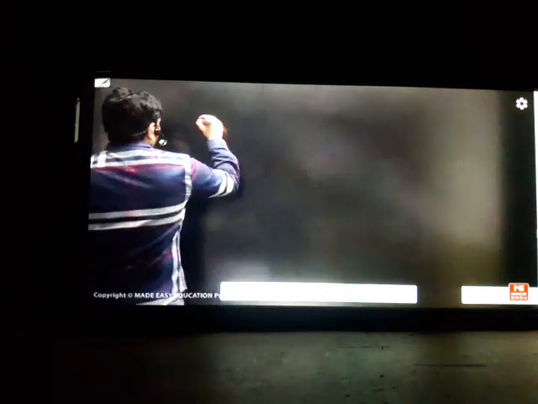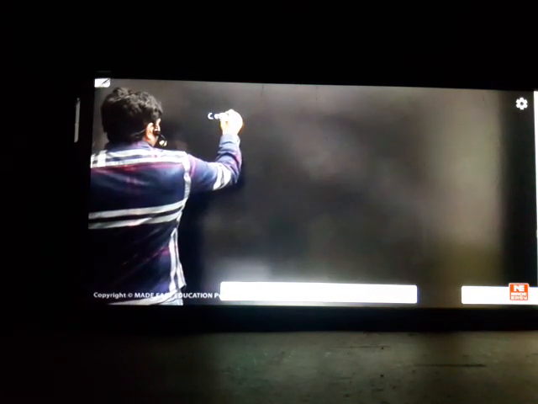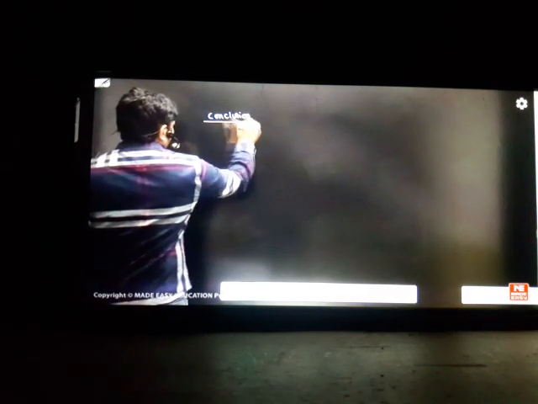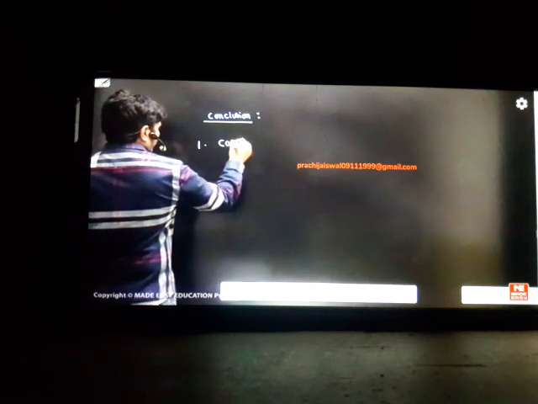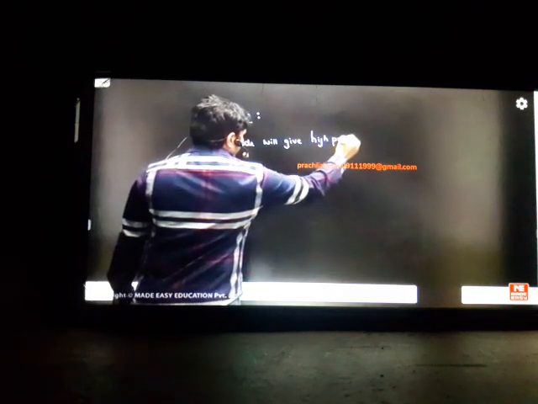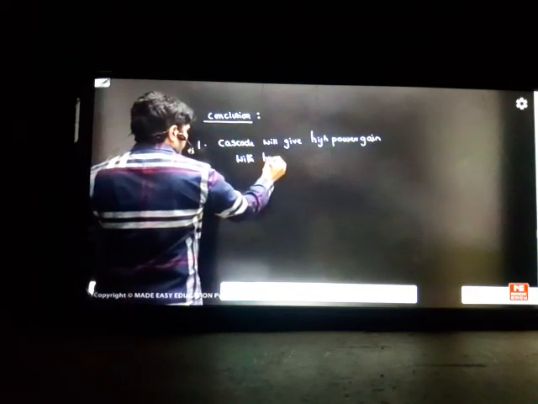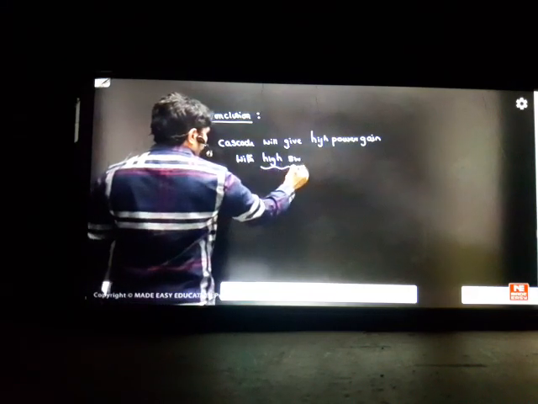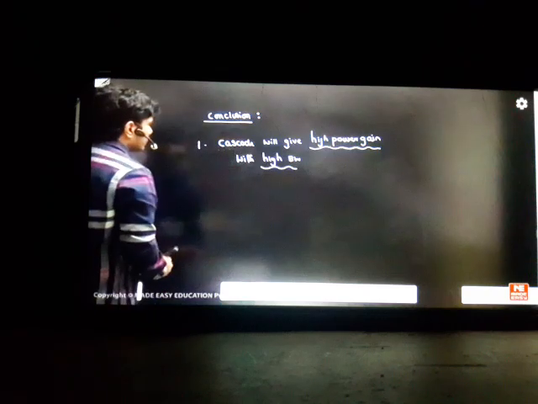Write the conclusion of this cascode class. So what are the highlights of the cascode technique? The main highlight, first point: a cascode will give high power gain with a high bandwidth. Both at a time. Who wants high power gain with high bandwidth? Better go for this amplifier. This is a special IC we got.